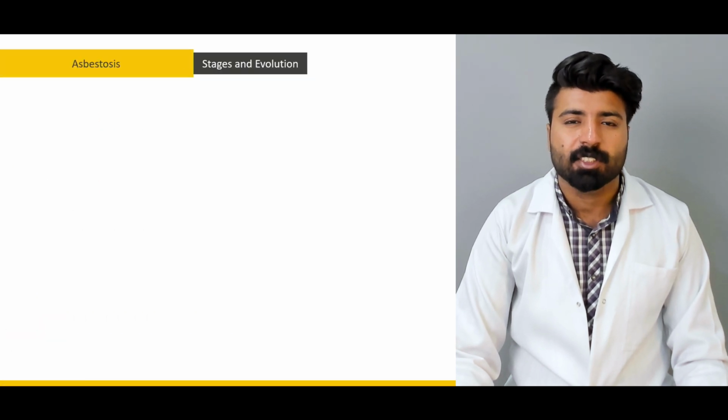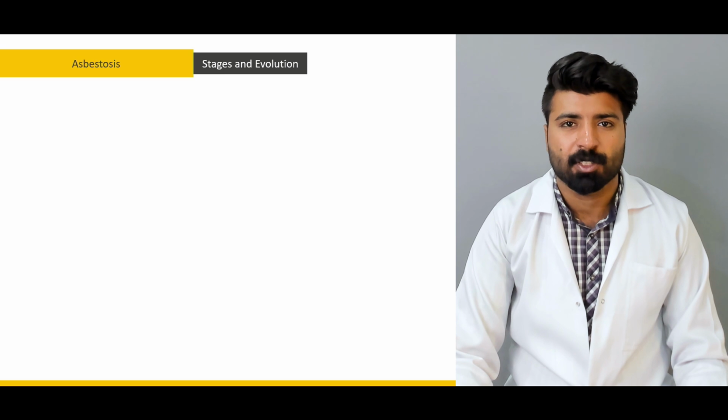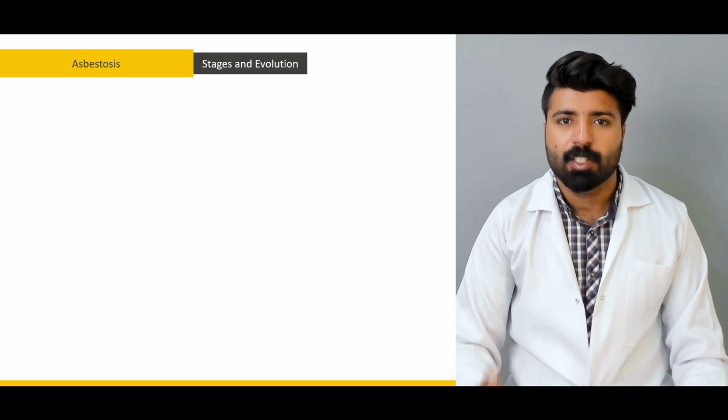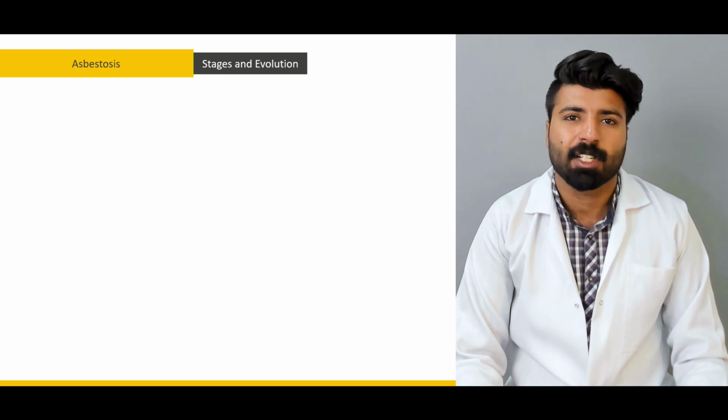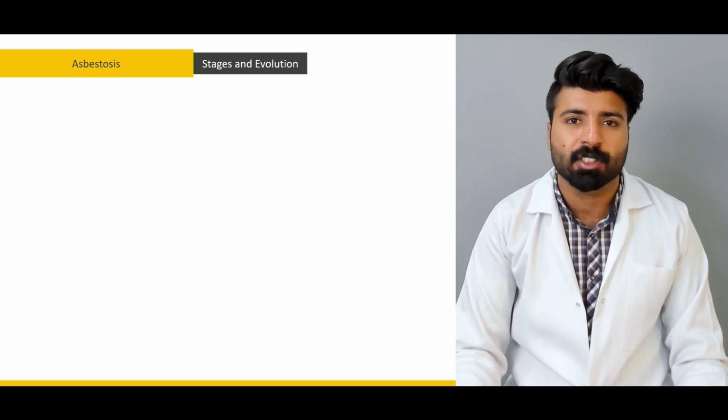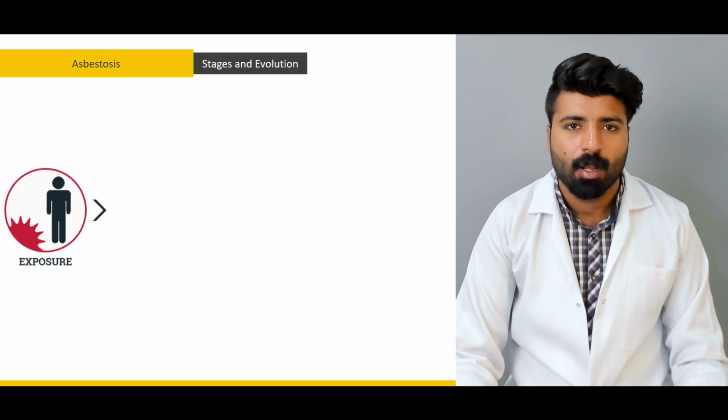What are the stages of evolution in asbestosis? At what stage do you think there is no turning back? The patient is not going to get better, even if you remove the asbestos from the environment, it's not going to help. What stage is that? Let's talk about it point by point.